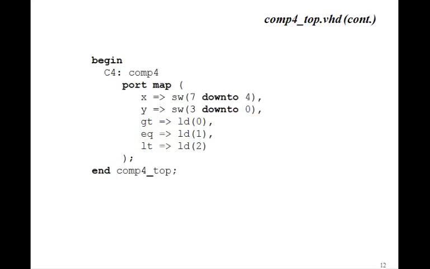So you can download this program to your FPGA board, and as you change the upper switches and the lower switches, you can observe the LEDs and verify that you either get greater than, equal, or less than for the 4-bit comparator.